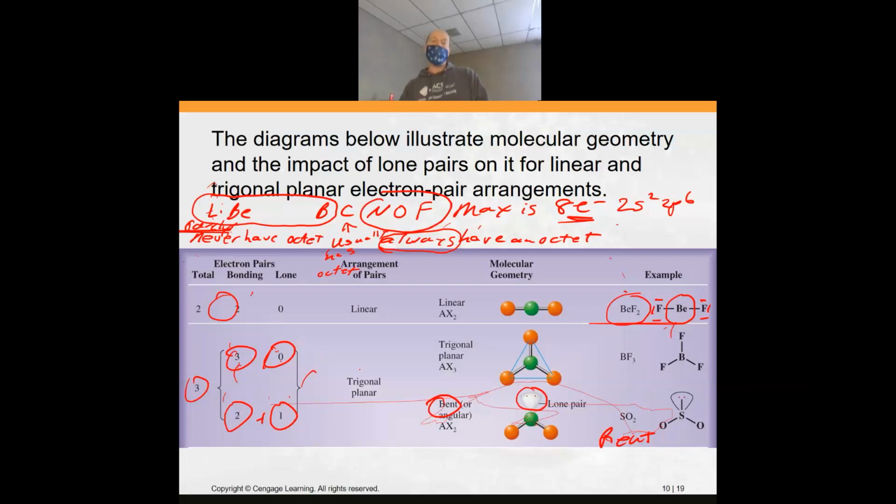Note that when you have a trigonal planar, your bond angle is always 120. I'm not worried about less than, greater than. I'm going to stick with the actual predicted bond angle. And many times it is different than that, but we're going to go with linear is 180 and trigonal planar is 120.